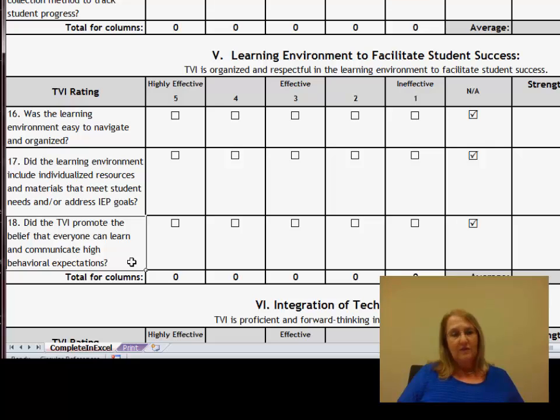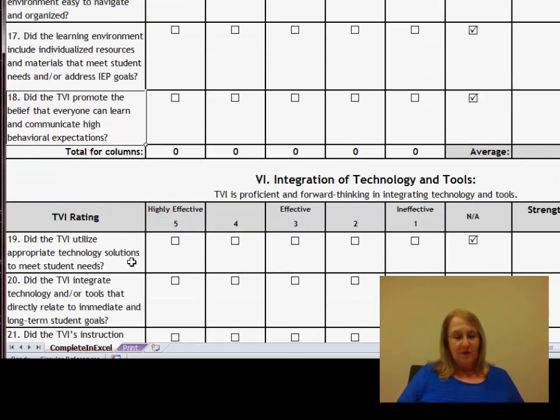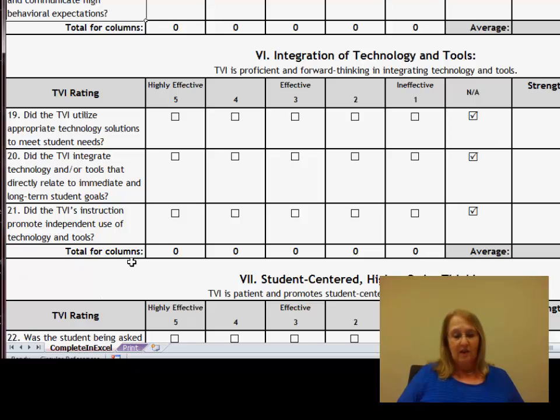Section 7 is integration of technology and tools. The TVI is proficient and forward-thinking in integrating technology and tools. And so not only does the TVI know what they're doing in terms of teaching assistive technology, and remember that assistive technology is anything, any tools, low-tech, high-tech. We're not just talking about computers and Braille notes and very high-tech kinds of screen readers and things like that. It can be something as simple as a yellow overlay or bold line paper or any kind of low-tech device, an abacus.